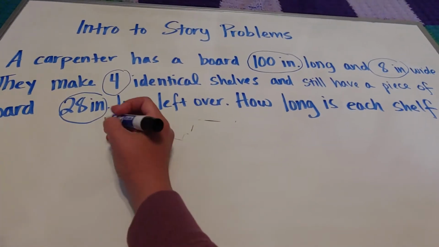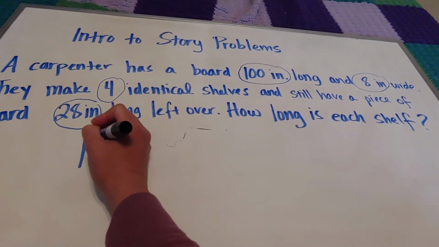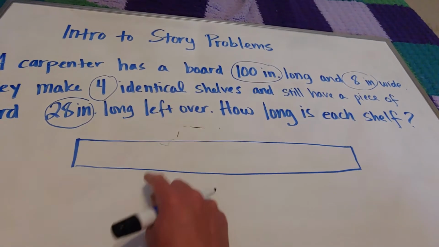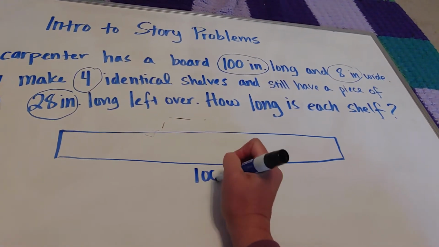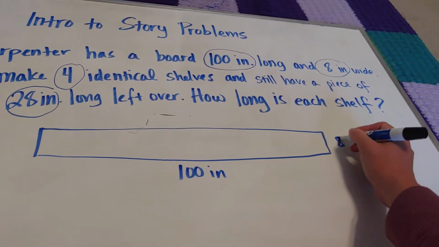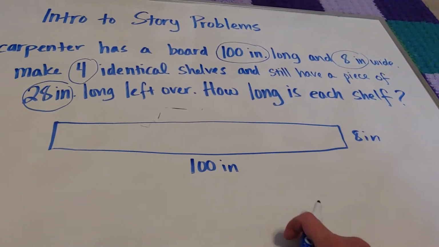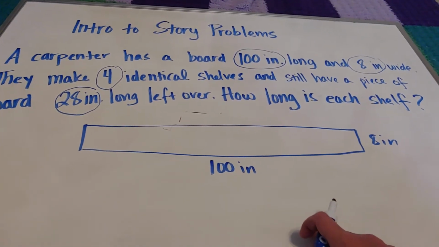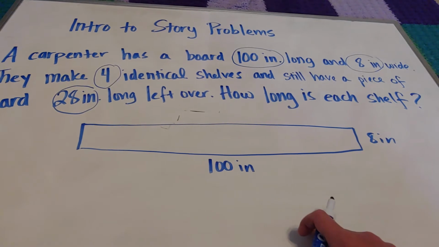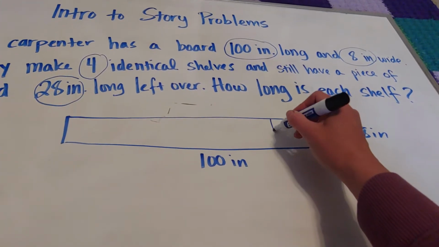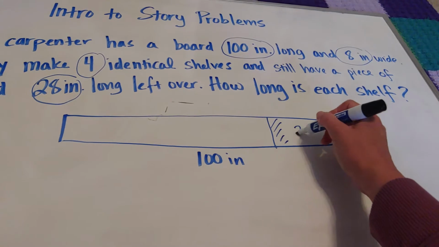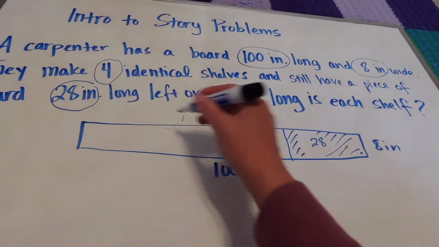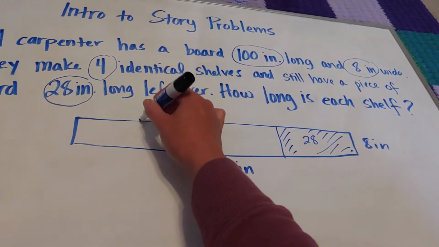So again, usually we're told to draw a picture. So this is a board. And this board is 100 inches long and 8 inches wide. Cool, we've got our board. All right, now it says, they make 4 identical shelves and still have a piece of board 28 inches long left over. So here's our board that's left over, and that's 28. This is where our shelves are going to be. So we're going to have 4 identical shelves.